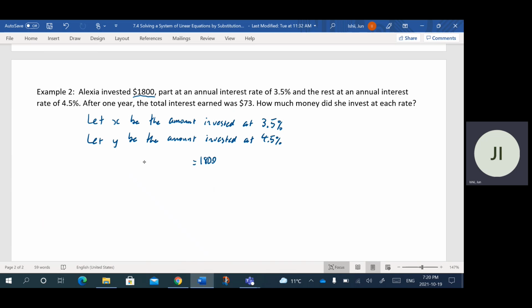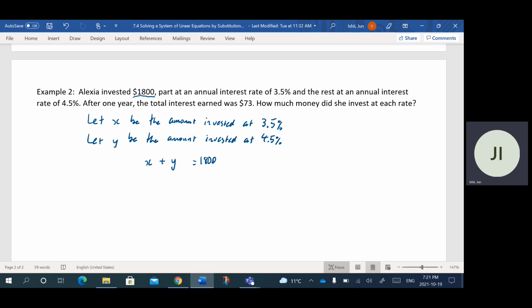So if I take the amount that was invested at 3.5%, that's X. I add it to the amount invested at 4.5%, which is Y. That should total $1,800. So we're not worried about the interest earned yet. We're just worried about the total amount that was invested. Okay, so total amount invested was $1,800. So if I take X and add it to Y, that's going to be $1,800.